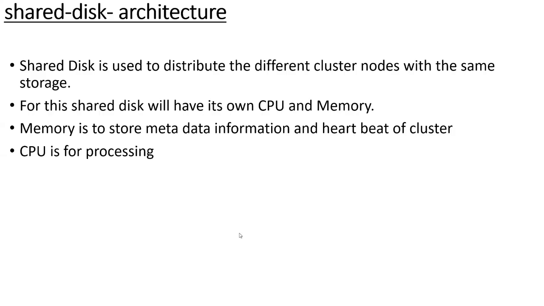Today we'll have a detailed overview of shared disk architecture. Shared disk is used to distribute the different cluster nodes with the same storage. In this shared disk, the nodes will have their own CPU and their own memory. This memory is used to store the metadata information and output of the cluster, while the CPU is for processing.